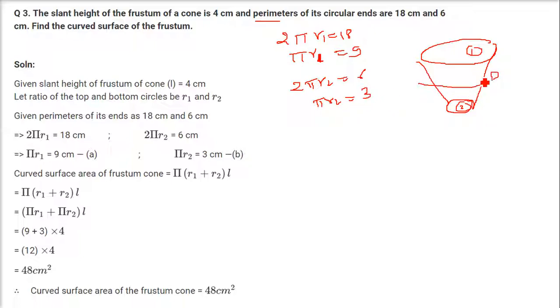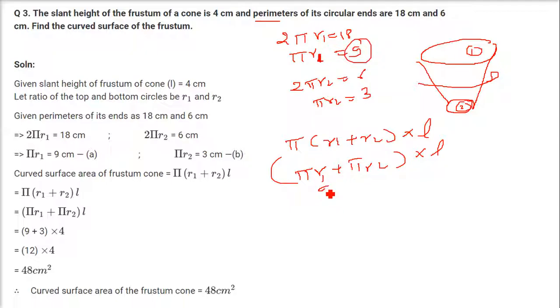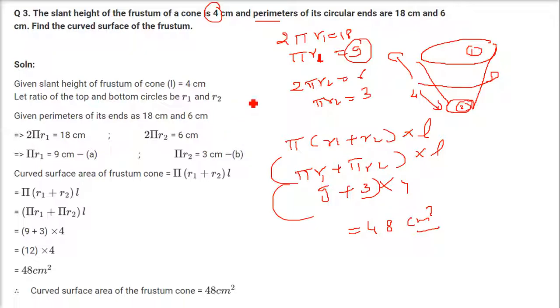3. So what is the curved surface area? Curved surface area is simply pi into (r1 plus r2) into L. That is (pi r1 plus pi r2) into L. Pi r1 is 9, pi r2 is 3, and the slant height is already given, 4. Multiply here. So 12 into 4, that is 48 centimeters square will come.